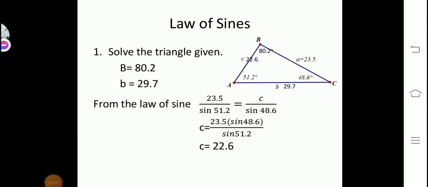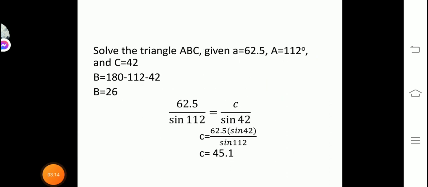Let us continue. B equals 80.2 and b equals 29.7. From the law of sine, 23.5 over sin 51.2 equals c over sin 48.6. So c equals 23.5 times sin 48.6 over sin 51.2. The answer is c equals 22.6.